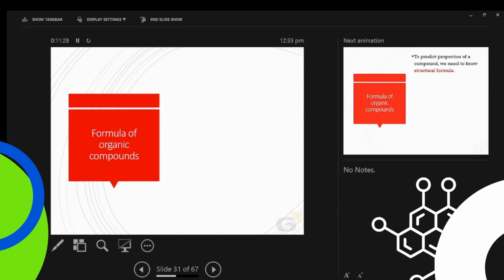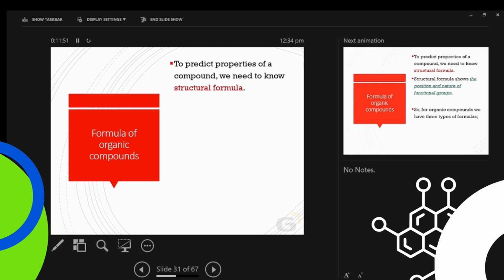Today we are going to learn more in organic chemistry, and today we are going to learn about the different formulas that are used in organic chemistry. Those different formulas are the structural one, the molecular one, and the empirical one. Let's go into the detail of each of them.